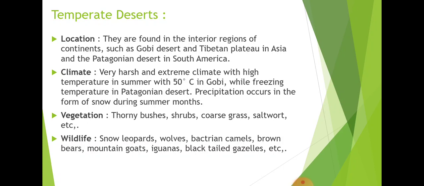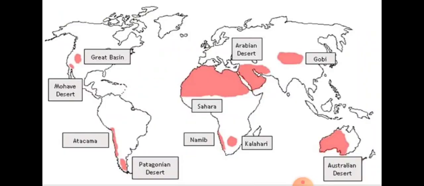Vegetation, though it is desert, is also sparse: thorny bushes, shrubs, coarse grass, saltwood, etc. So small plants grow over here in the temperate desert regions. And the animals found in these regions are like snow leopard, wolves, Bactrian camel, brown bears, mountain goats, iguanas, black-tailed gazelles, etc. Now you can see the picture of some of the temperate deserts.